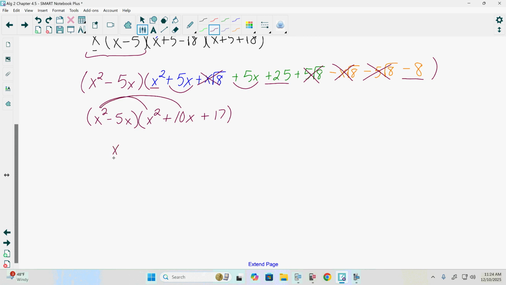Now, last thing we need to do is do our last multiplication, multiplying these through. So x squared times x squared is going to be x to the 4th. X squared times 10x is going to be plus 10x cubed. X squared times 17 is going to be plus 17x squared. Now we're going to distribute the negative 5x. Negative 5x times x squared is going to be negative 5x cubed. Negative 5x times negative 10 is going to be negative 50x squared. And lastly, negative 5x times 17 is going to be negative 85x.